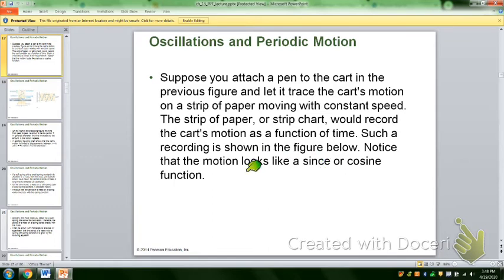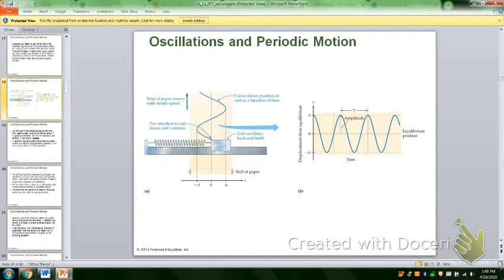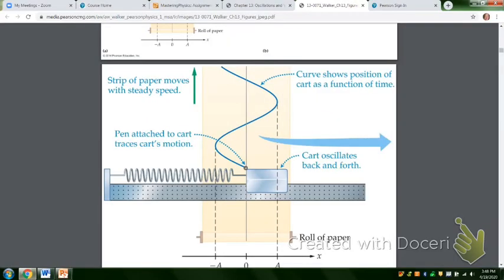So if you've been in trigonometry and you know what a sine or cosine curve looks like, then this will look somewhat familiar to you. And they kind of have it in this picture. I'm going to show you a better picture of this thing right here so you can see what's going on. Here it is right here.